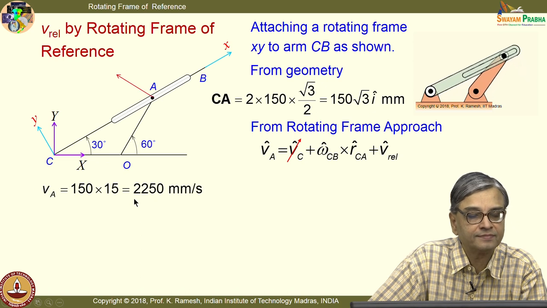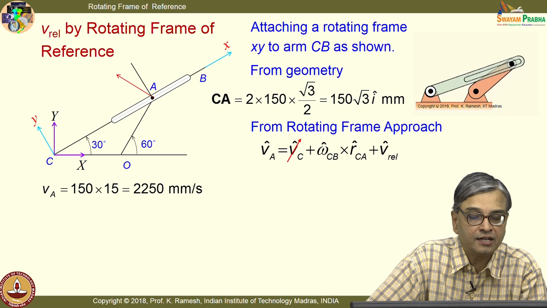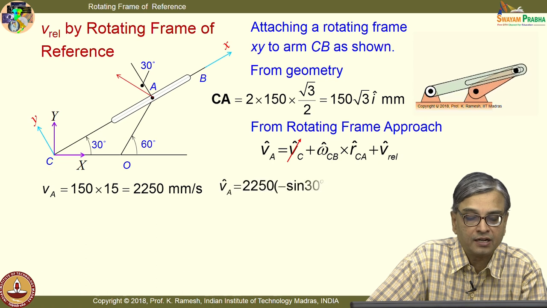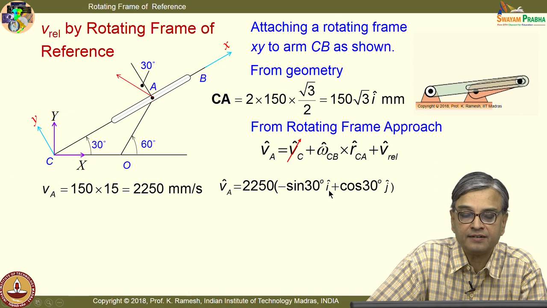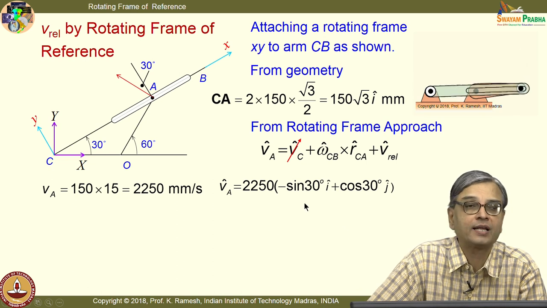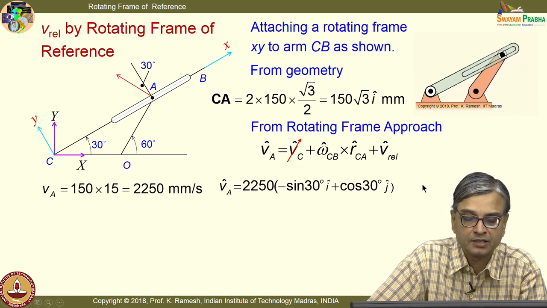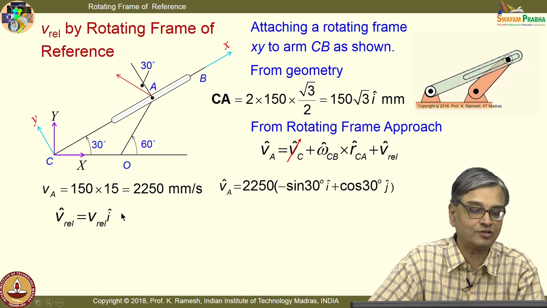We know VA completely, and I can also express VA because I know the geometry of the system and the relative orientation of the rotating frame with respect to that. So, VA is nothing but 2250 multiplied by minus sin 30 i plus cos 30 j. Please verify some of these, there could be some small typographical errors. This is a very important point, I thought that I should discuss and then write. What will you write as VREL?